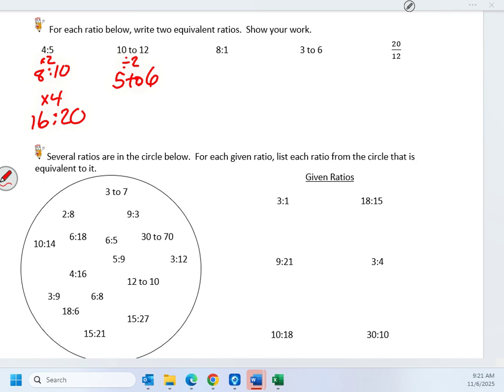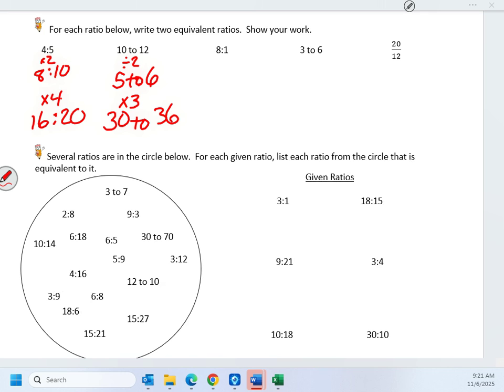We need one more because it says to write 2. Michael? Times 3. I can multiply by 3. 10 times 3 is 30. 12 times 3 is 36. You need to show your work. Tell me what you're multiplying or dividing by. Show me what your equivalent ratio is.